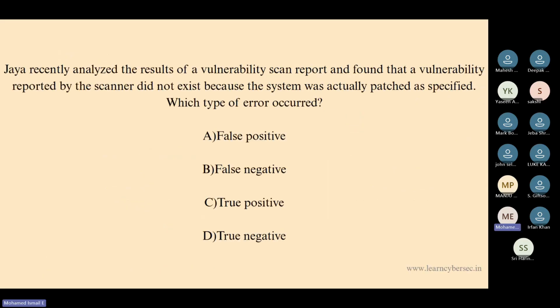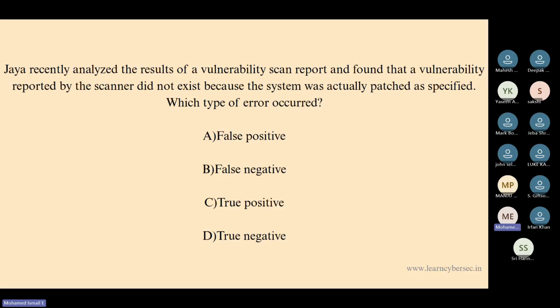Now come to the question section. Jaya recently analyzed the result of a vulnerability scan report and found that a vulnerability reported by the scanner didn't exist because the system was actually patched as specified. Which type of error occurred?